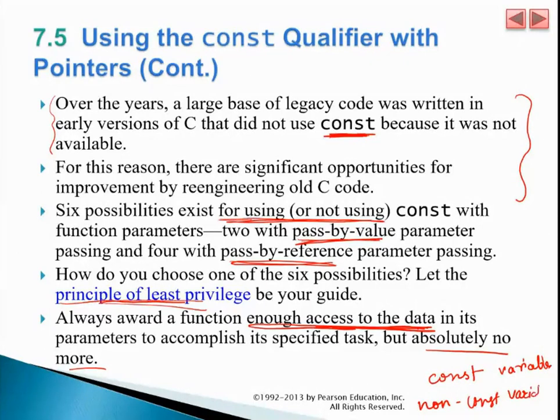So these are the two simple cases which are possible with a normal variable, whenever we are passing the value as a parameter, that is, a pass by value parameter. And there are four possibilities with pass by reference parameter passing. So we will have a look at all the six cases.